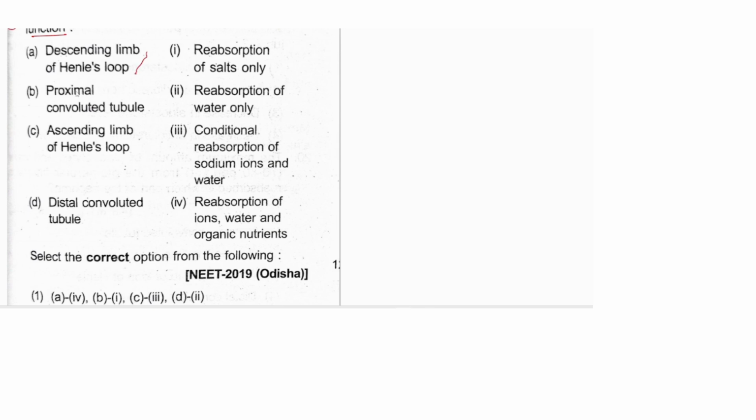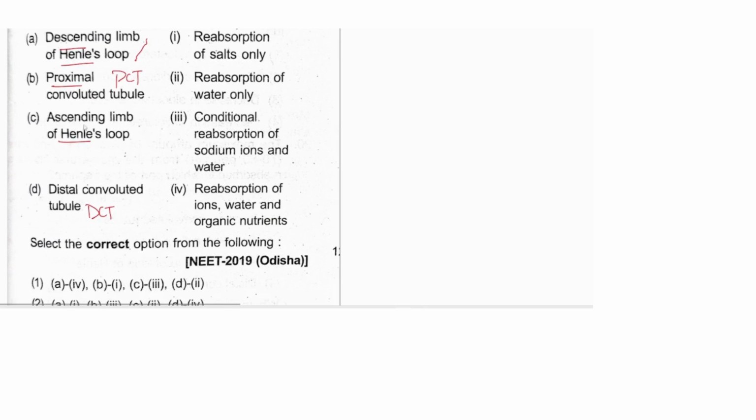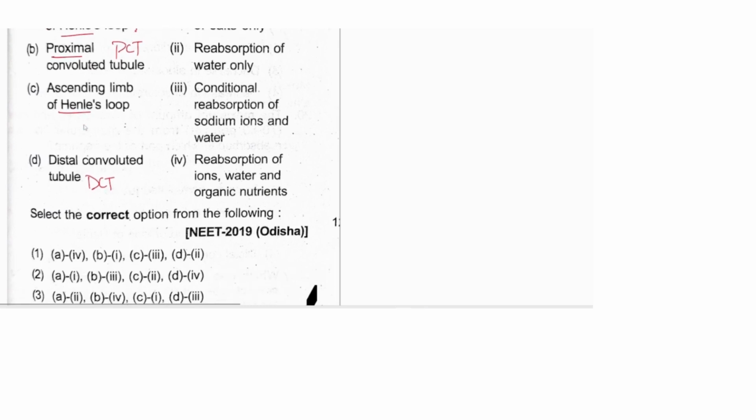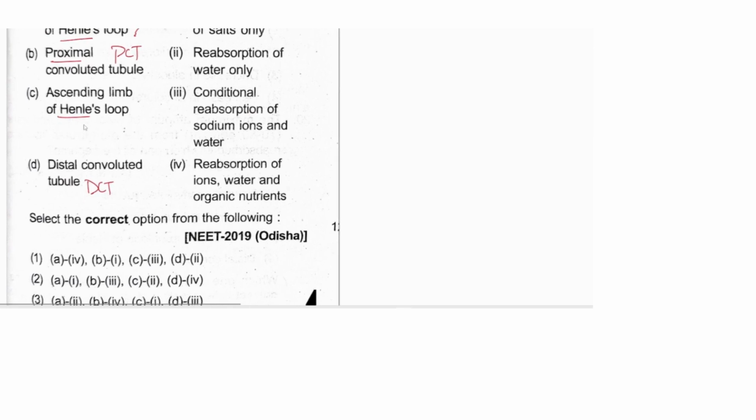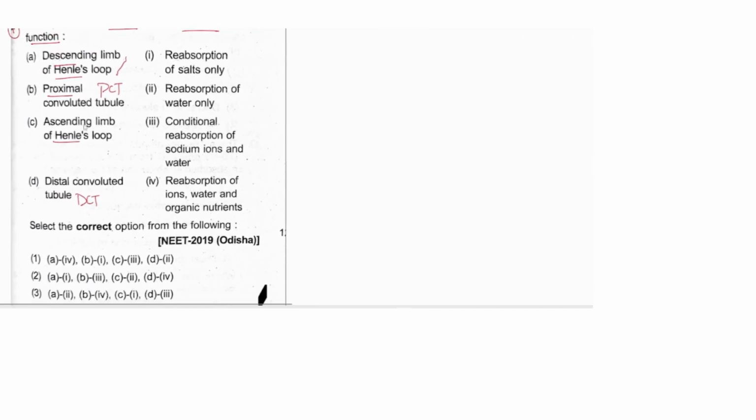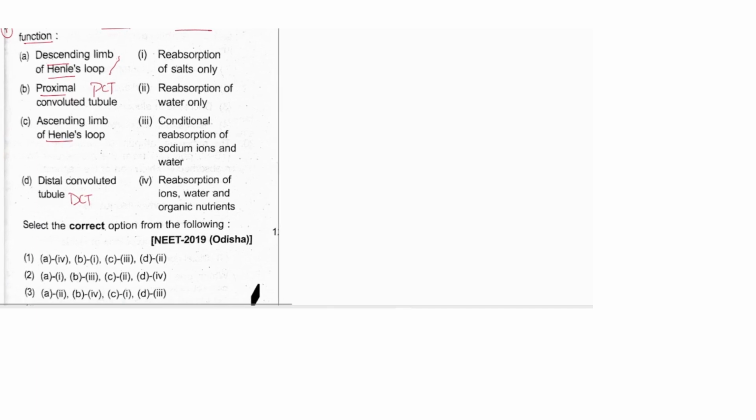The descending loop of Henle, the PCT, the ascending loop of Henle and the DCT. What are the functions given in their sequence? Okay, so let's see. It is given in 2019 Odisha. A is the descending loop of Henle. Very simply, you can find the answer if you match it with the PCT. So what does the PCT show?